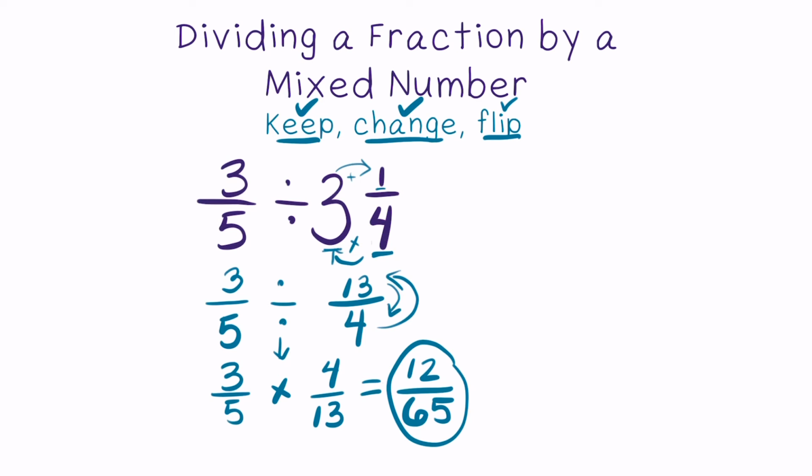We can take this and apply it up to our original problem of 3/5 divided by 3 1/4 and determine that our final answer is 12/65.